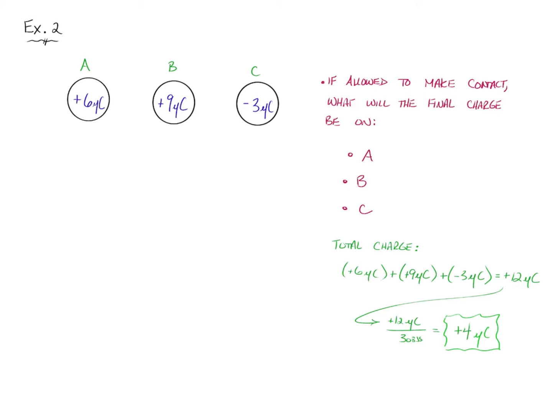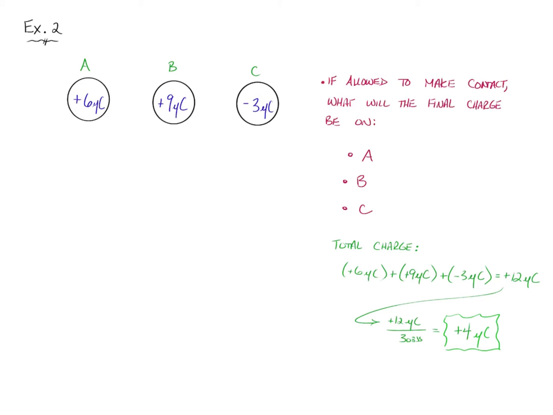So we can quite simply apply the same mathematical approach, but we have three objects now. So the total charge, if I add those three up, positive 6, positive 9, and negative 3, I get positive 12. So I start with a total amount of charge of positive 12 microcoulombs, and I just simply have to divide that by three objects. So each object will end with positive 4 microcoulombs of charge.